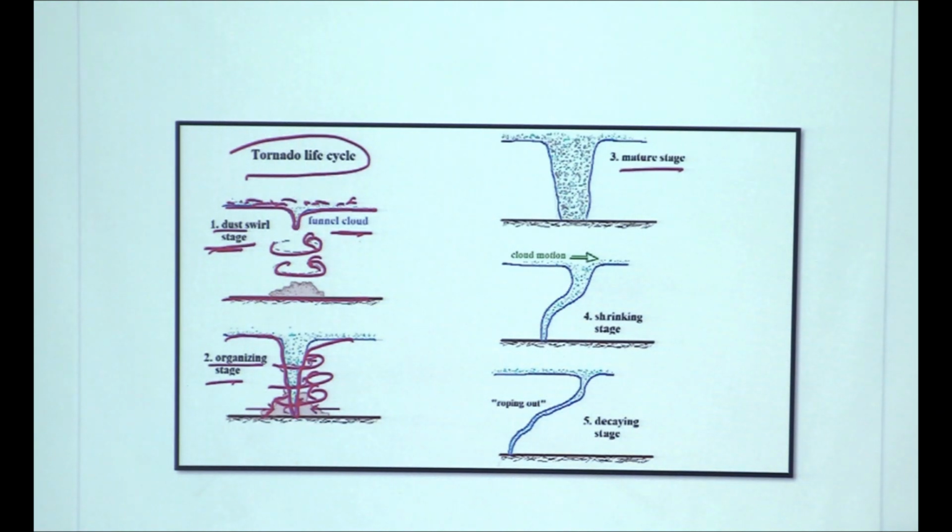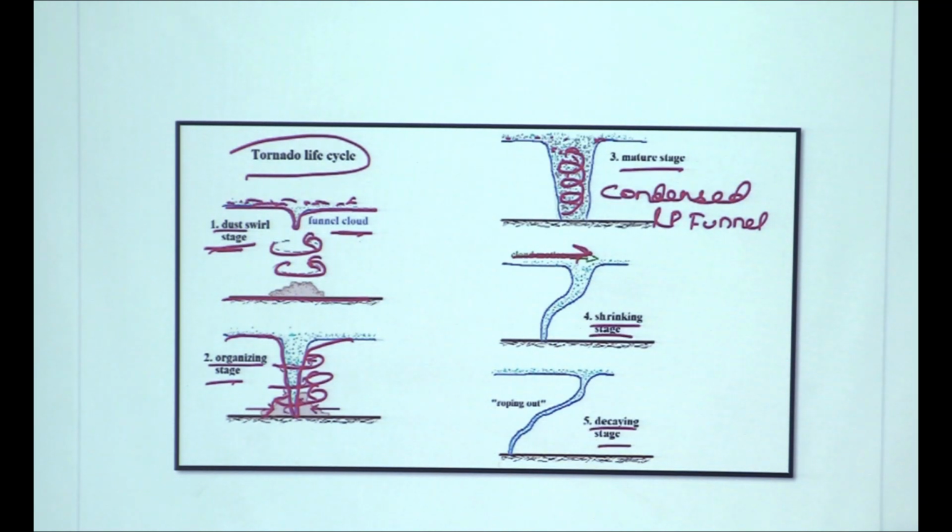This generates the mature stage, and this mature stage is where you have got a large amount of condensed particles, which creates a low pressure funnel, having the capacity of sucking everything which is there. So this sucking motion that develops within a tornado actually makes it destructive. And then the cloud motion as shown in this figure, stage number 4, shrinking stage, and then it decays. Decay is that it ropes out, moisture content is dying out, so it loses the ground contact eventually.